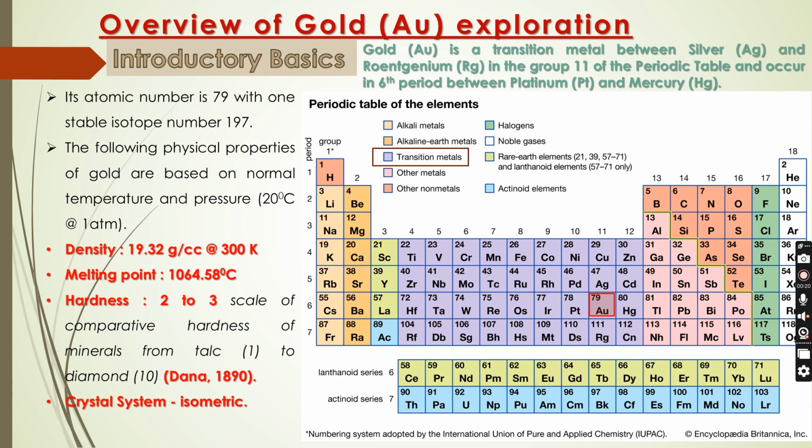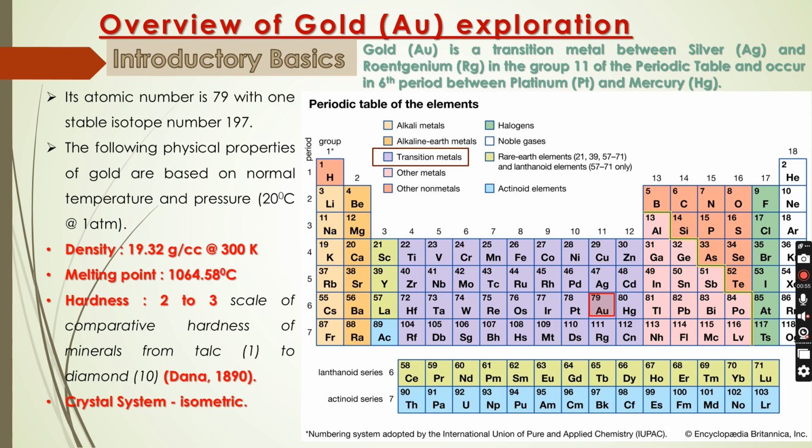It belongs to the transition metals. Gold occurs between silver and rhodium. Rhodium is an artificial element which does not exist naturally in nature; it is synthetically created. Gold belongs to group 11 of the periodic table, and period-wise it occurs in the sixth period between platinum and mercury.